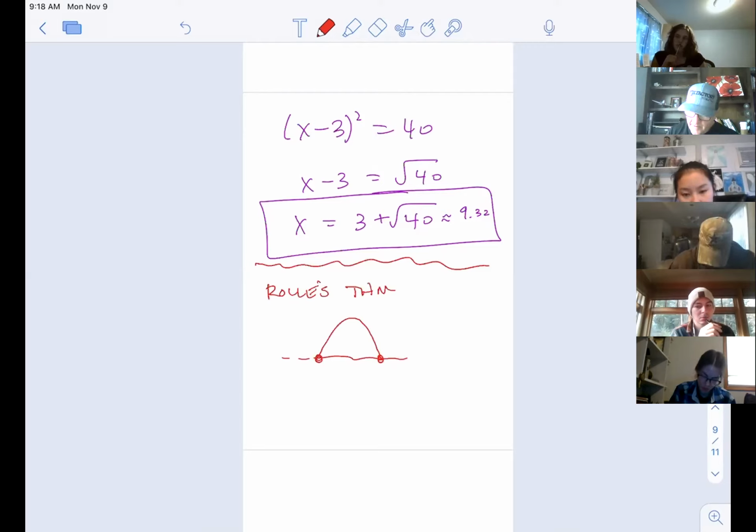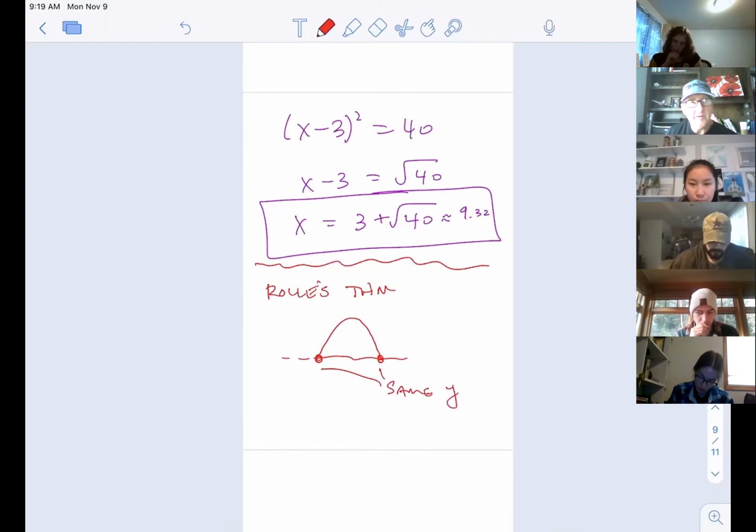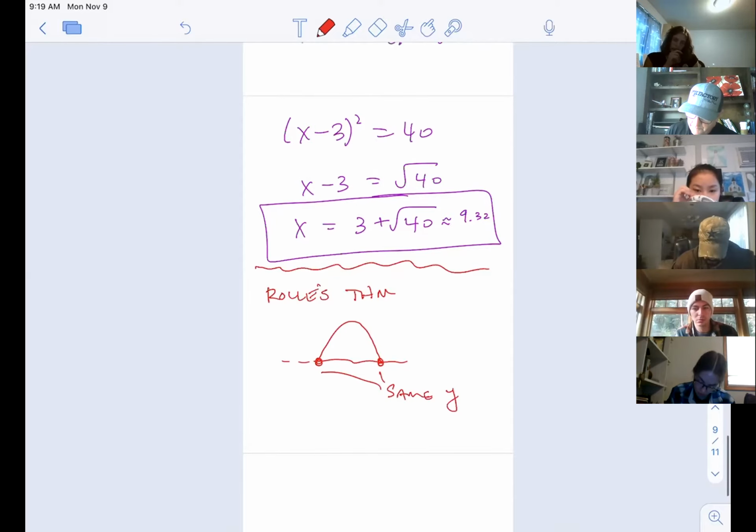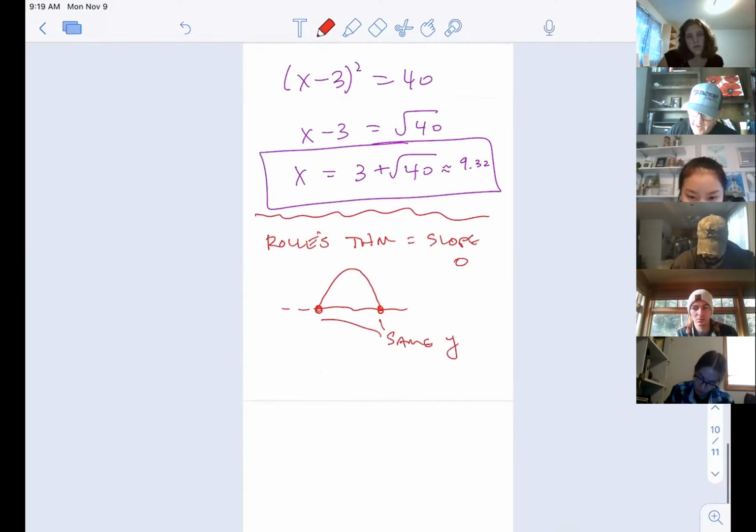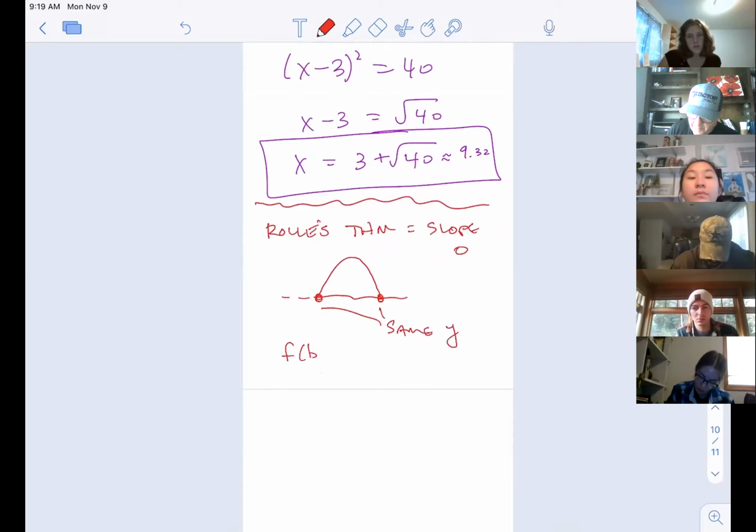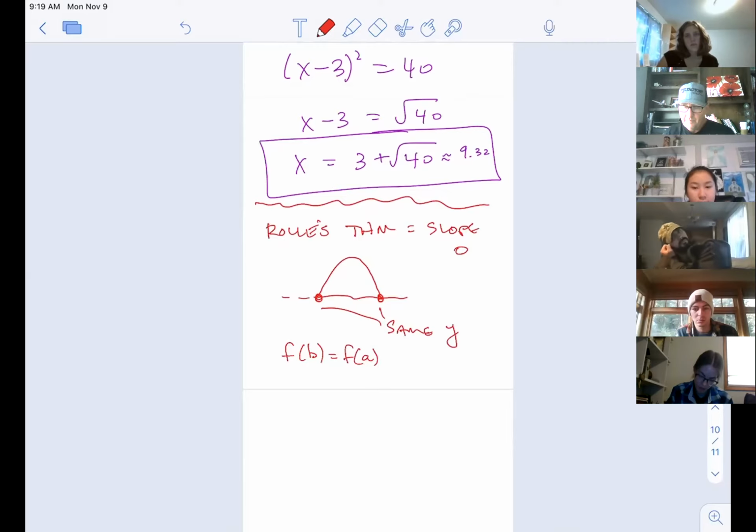If they're the exact same height, same y value, then what does that mean the average slope is going to be? What's the slope going to be? Yeah, the slope is going to be 0. So that happens only when f of b equals f of a. In other words, they have the same y value. If that's the case, the slope is 0.